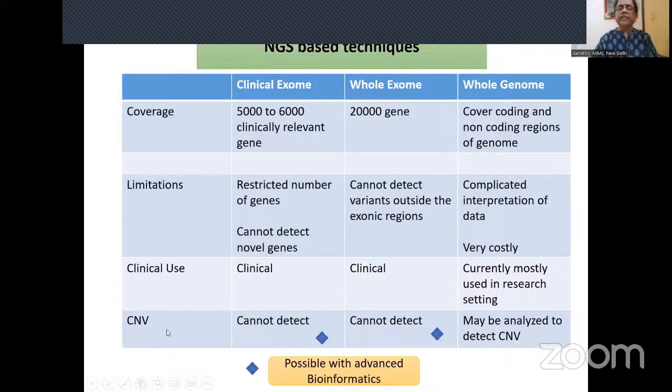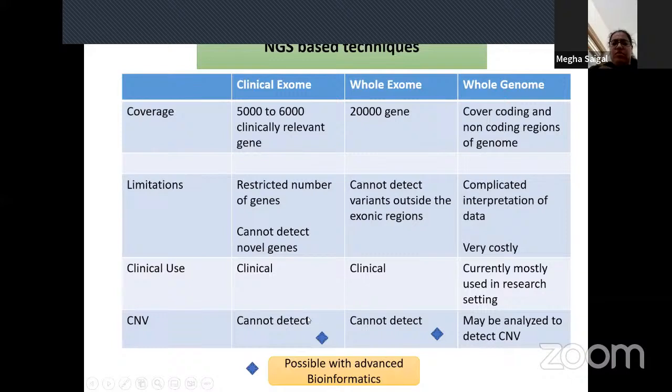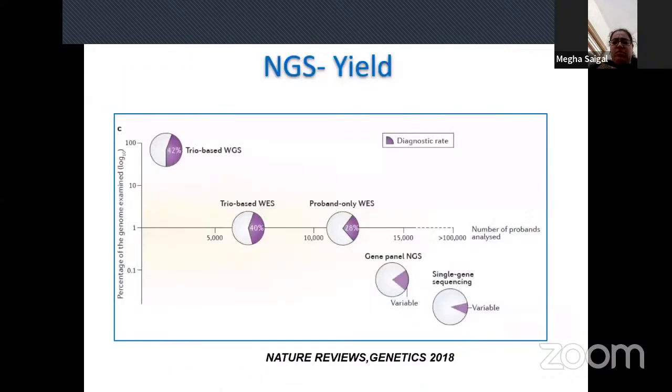Importantly, copy number variations with the traditional bioinformatics pipelines are not detected in clinical exome and whole exome, whereas they can be detected by whole genome. But now, with improved bioinformatics and the pipelines which have been modified, even copy number variations can be detected by whole exome and clinical exome sequencing.